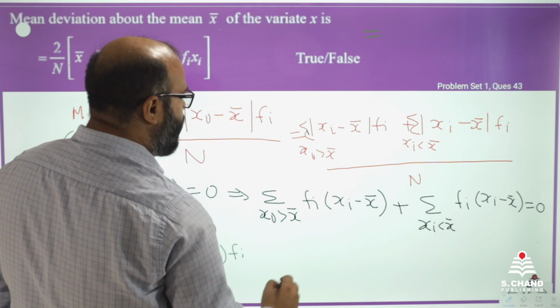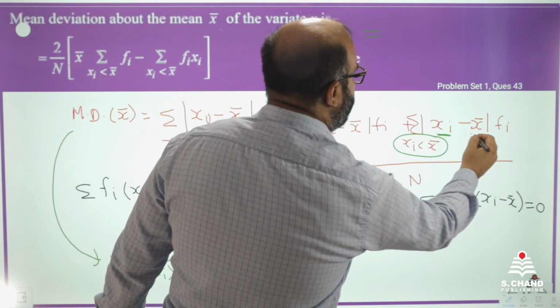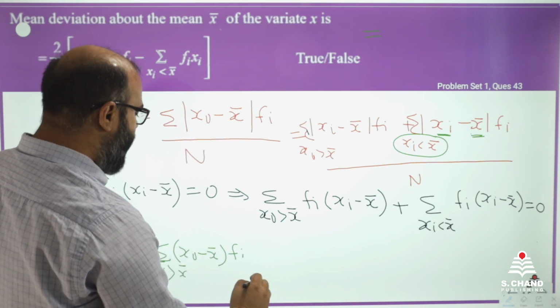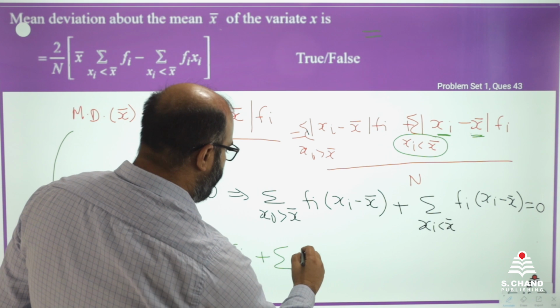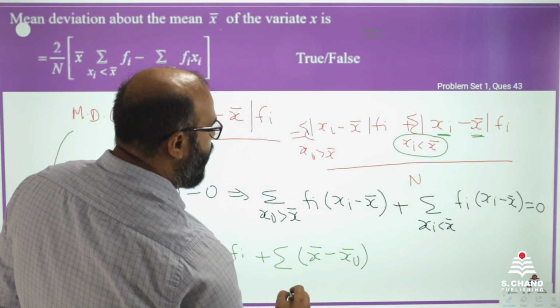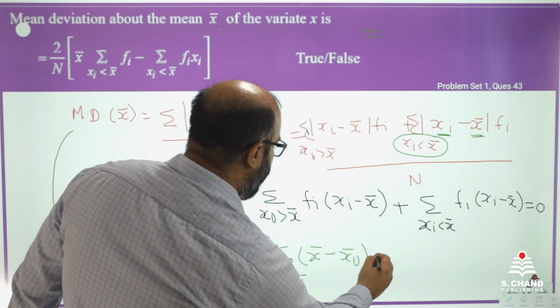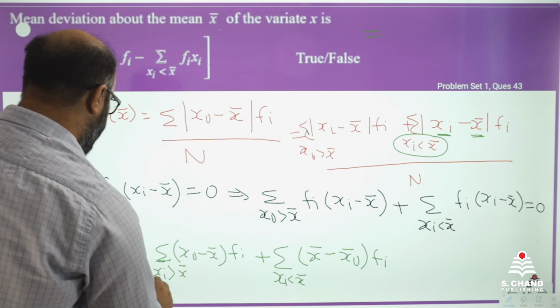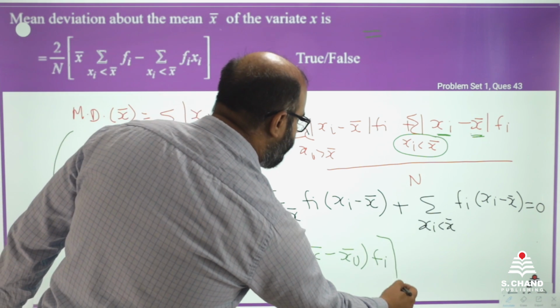Another term is where xi is less than x mean. So you will write here sigma of x mean minus xi, because x mean is greater and xi is less than x mean, times fi, like this, upon n, of course.